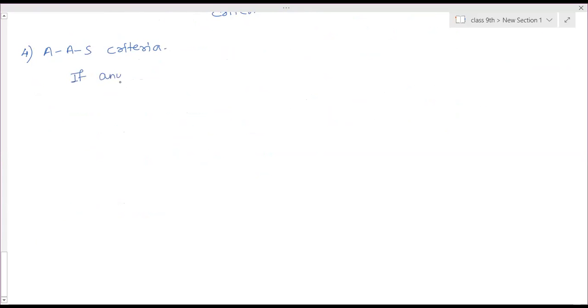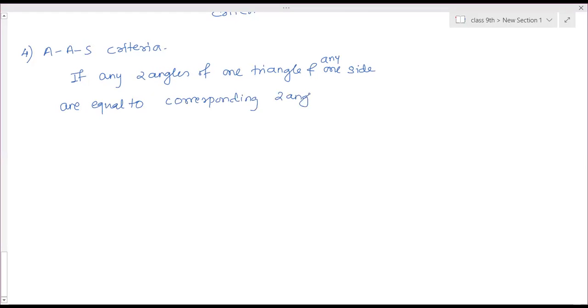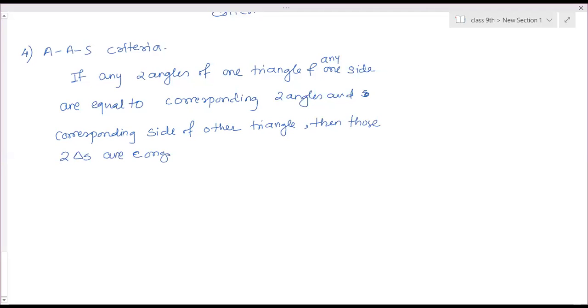So if any two angles and any one side of one triangle are equal to the corresponding two angles and the corresponding side of the other triangle, then those two triangles are congruent by AAS congruency.